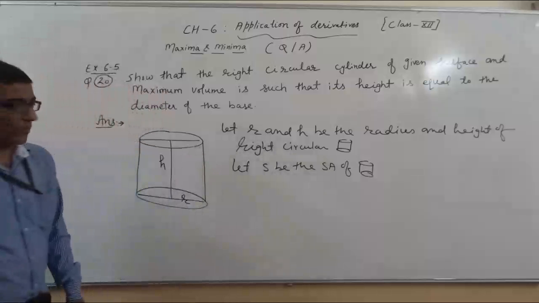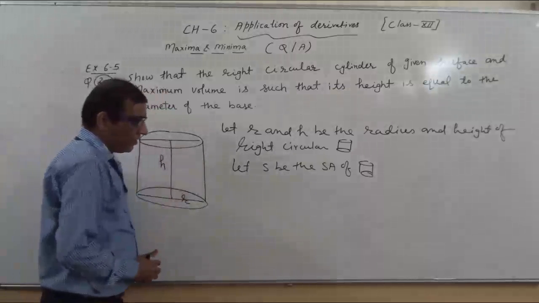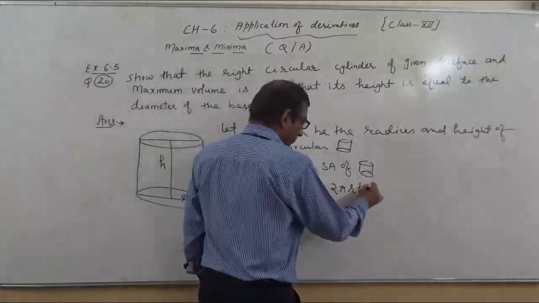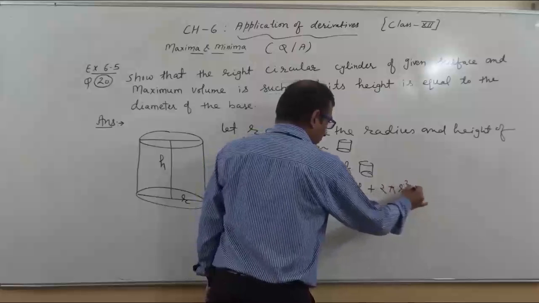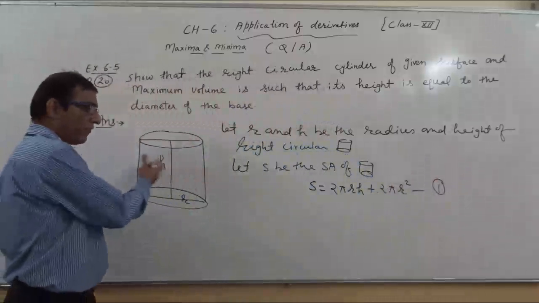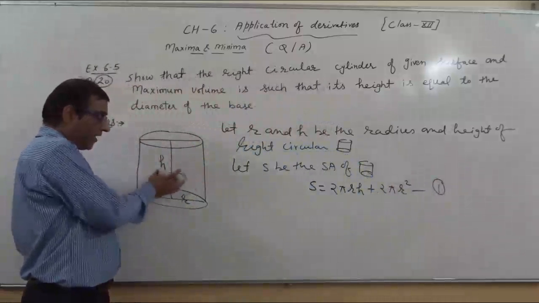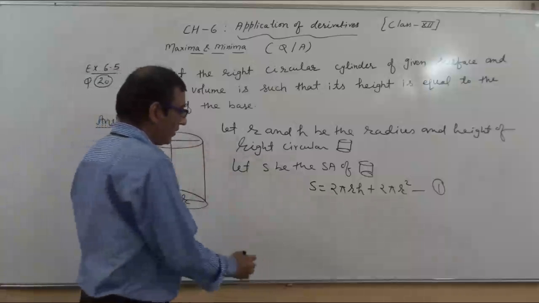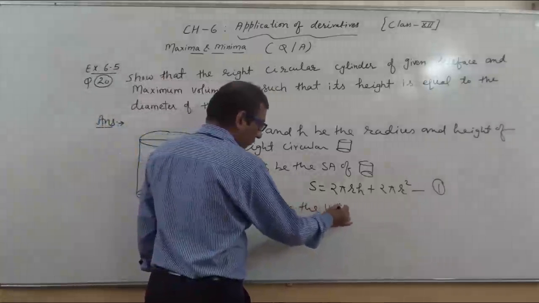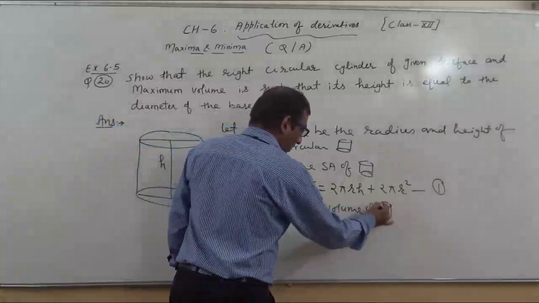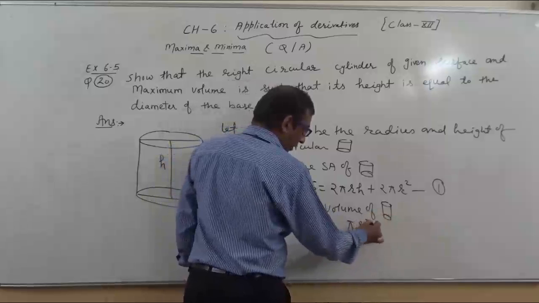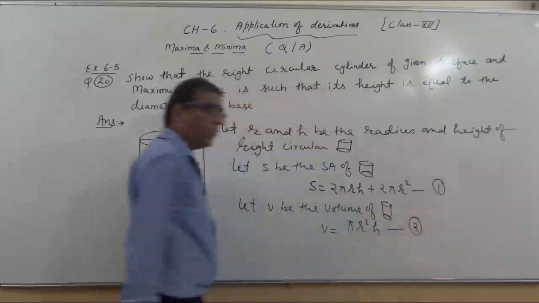So what is the formula of surface area of right circular cylinder? It can be given by S equals 2 pi RH plus 2 pi R square, and we will indicate it as equation number first. 2 pi RH means curved surface area, and pi R square from bottom part and pi R square from the top part. After this, we will continue with the volume. Let V be the volume of cylinder. It means V equals pi R square H. This is the formula of volume of cylinder.